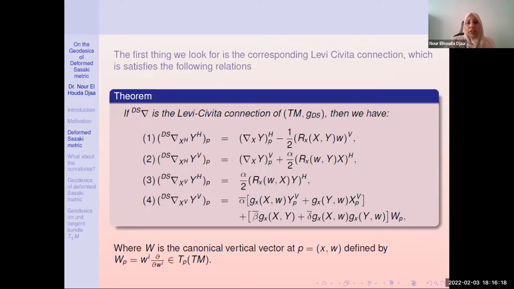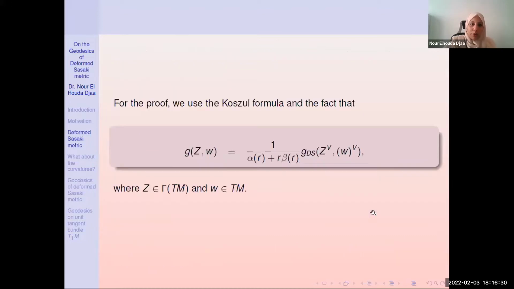Of course, the first thing we're looking for is the corresponding Levi-Civita connection, which verifies the following relations here. For the proof, I'll use the Koszul formula, and we use also the fact that g(Z, W) equals this factor right here multiplying g_DS(Z^V, W^V). This relation between g(Z, W) and g_DS(Z^V, W^V) is very important for calculation.